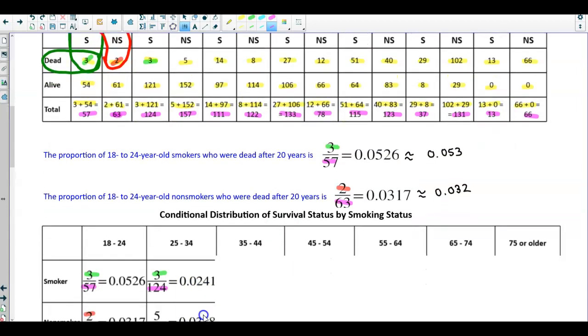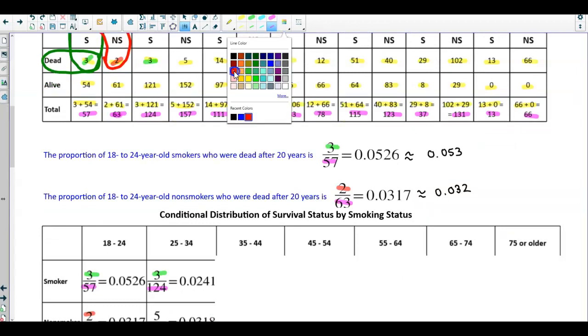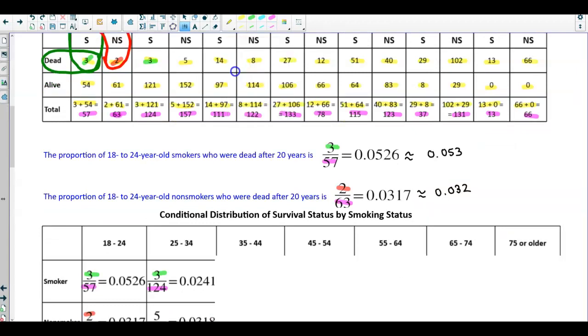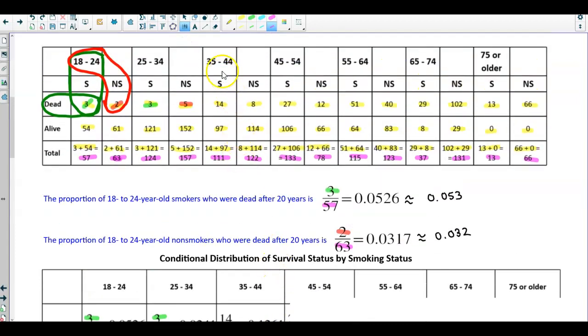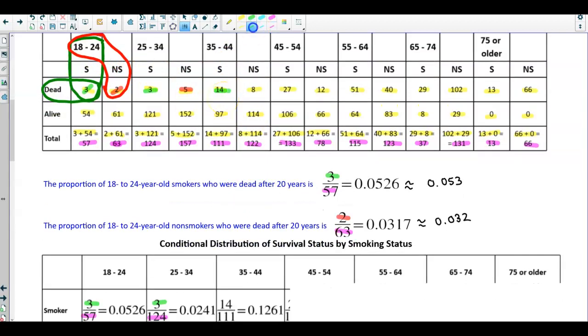Okay, next, for that age group, we're going to take the total of 5 of the non-smokers who were dead, and we're going to divide it by the total in that column, which is 157. So 5 divided by 157 gives us 0.0318. Okay, next, now we're looking at the age group of 35 to 44. So how many smokers are dead for that age group? Well, we can see that there are 14. So 14 is going to be in the numerator, and we're dividing it by the total in that column, which is 111. So 14 divided by 111 gives us 0.1261.